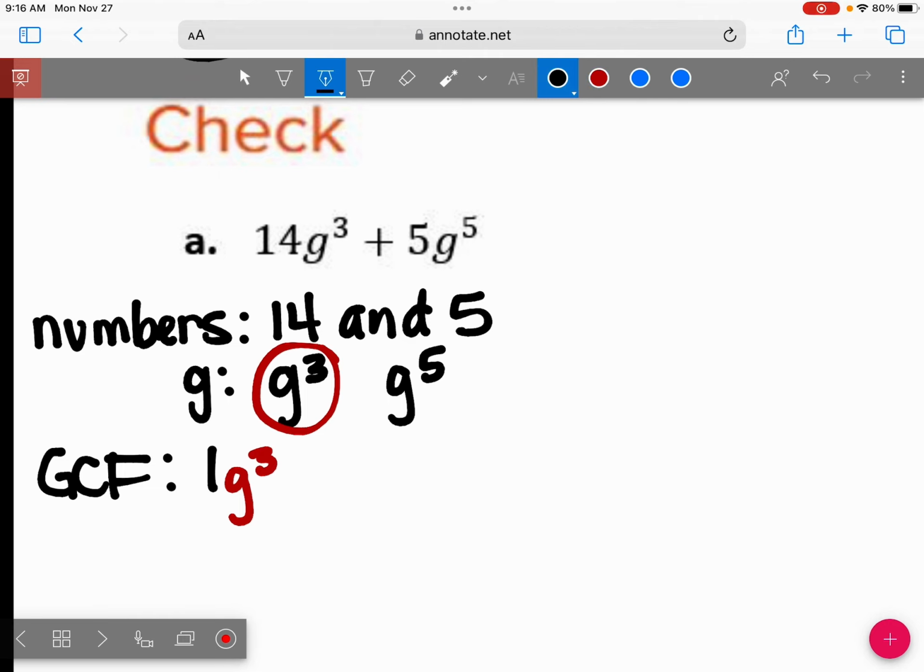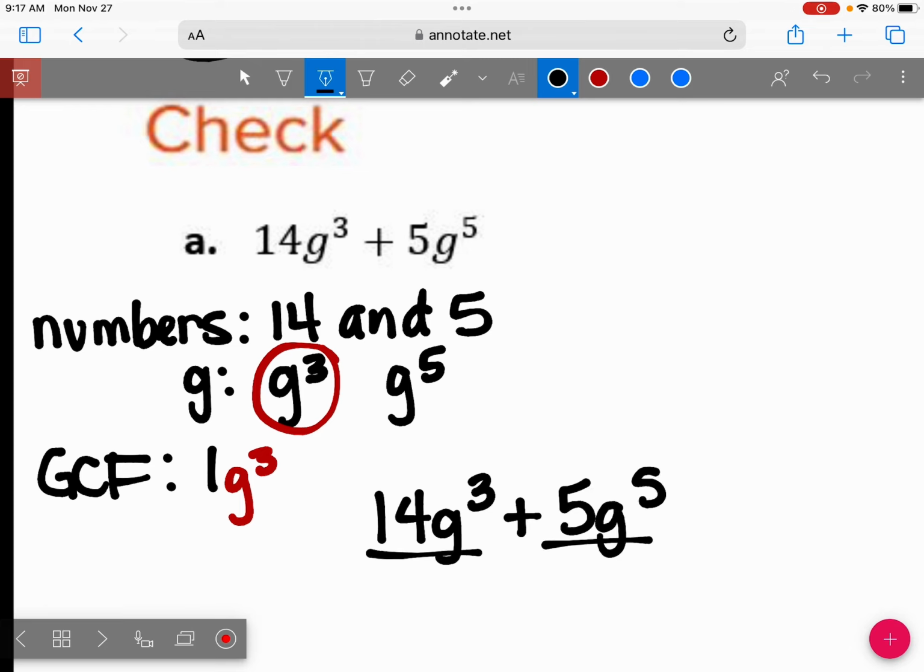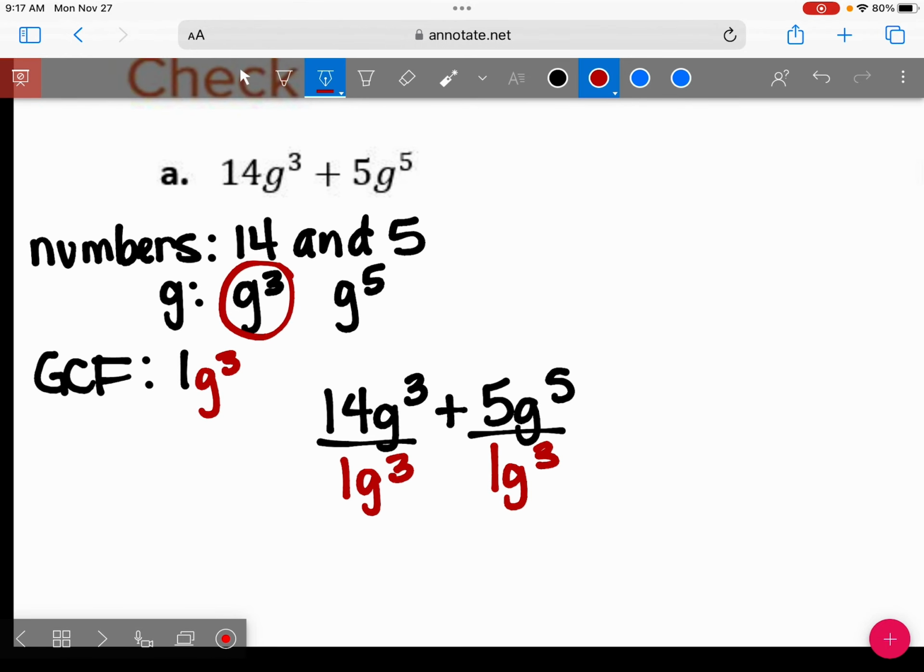So now we're ready to take that 14g cubed plus 5g to the 5th. You're going to divide them both by your GCF. The GCF is on the outside. Go ahead and tell me what would be left inside. Remember, you're dividing the numbers and subtracting your exponents.